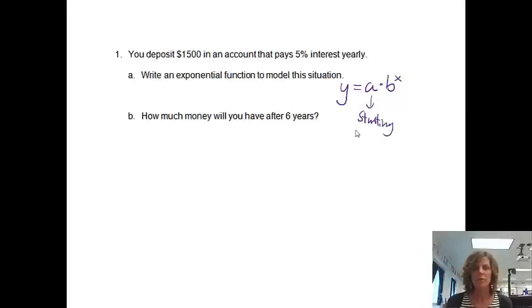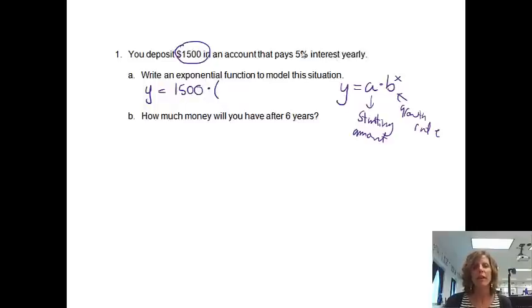I'll just write this down just in case you want it. And then b is going to be our growth rate. Alright, so when we go to write our equation, we're going to have y equals our starting amount. We are depositing $1,500 into the account. So it's going to be 1,500 times, now this is where it's going to get a little tricky for this one.